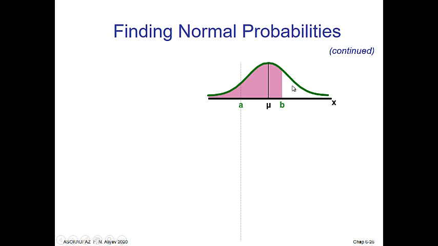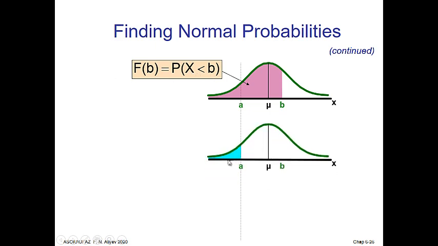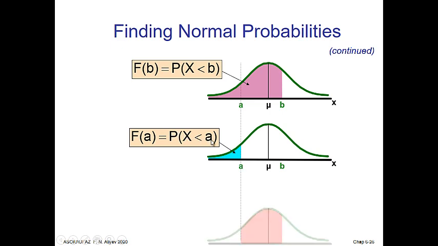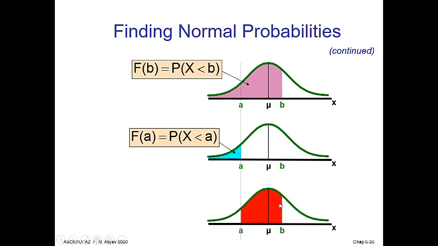This area, what does it represent? This area represents the probability of x less than b, x less than or equal to b. We told you before that they are the same thing. That's why we can denote this area as F of b, which represents the probability of x less than b. This area, left side of a, is F of a, the probability of x being less than a. Then it's easy to find the probability of x between these two numbers, between a and b.